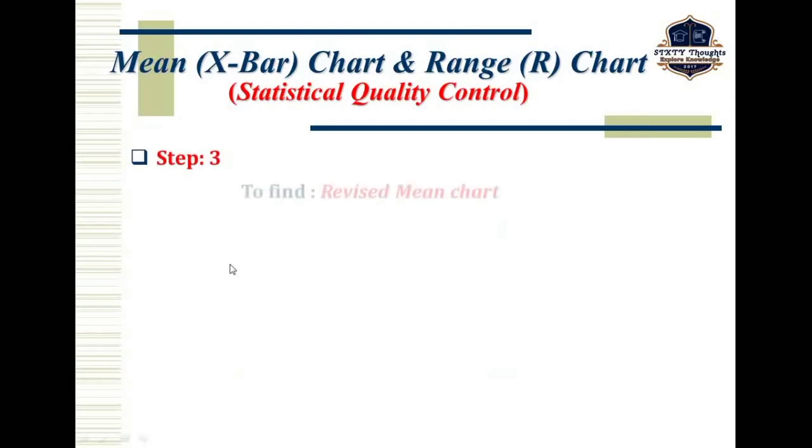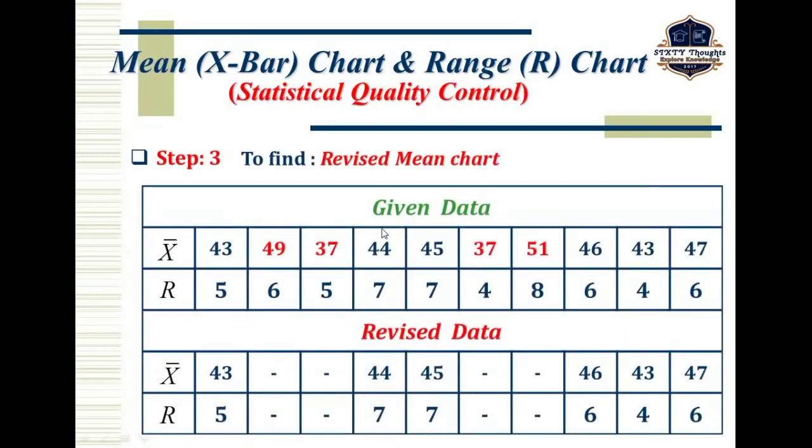Step number 3, to find a revised mean chart. Before that, we consider the given data. Right, so this is the given data. In the sample means, 49, 37, 37, 51: these 4 points do not satisfy the control limit values. We have to eliminate both these sample mean values and the sample range values. After that, we consider the revised data.